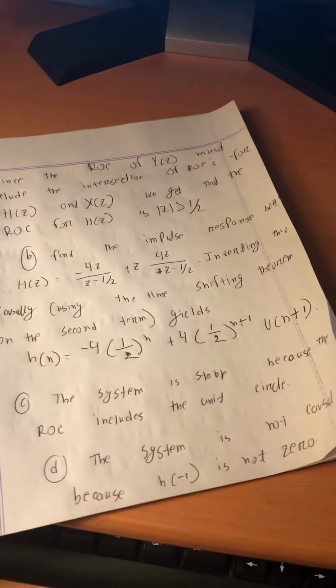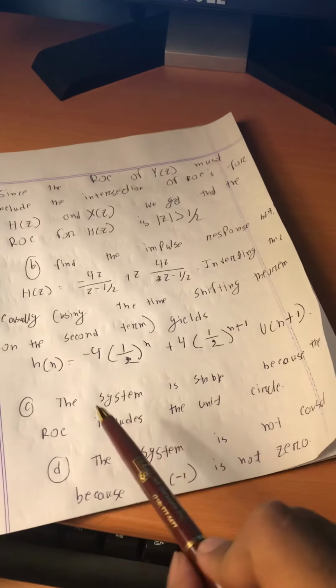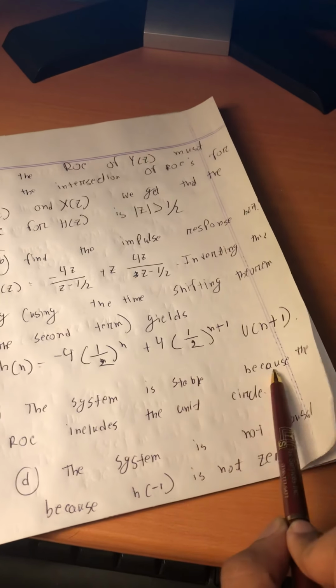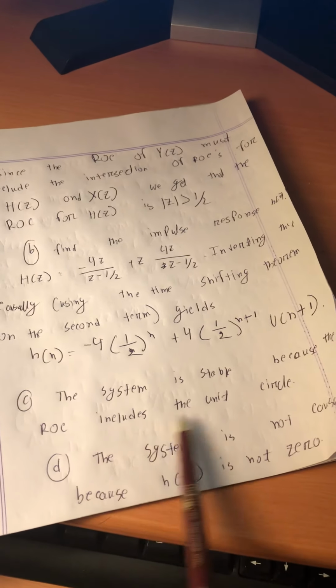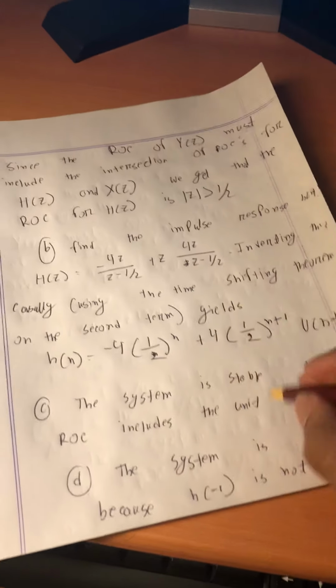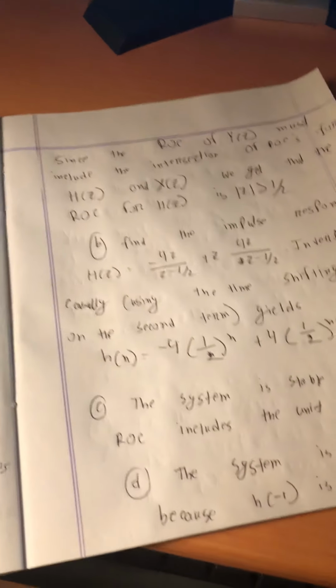Now for C, we're asked if the system is stable. Yes, the system is stable because the ROC includes the unit circle, which is the main requirement in order to make a system stable.